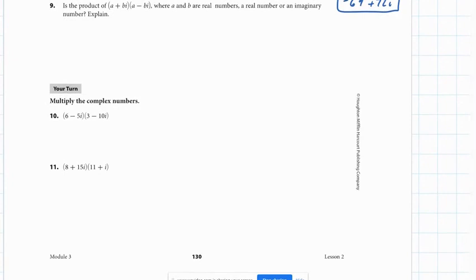Okay, I'd like you to try problems 10 and 11. So pause your video, multiply those out, press play when you're ready to see the solution.